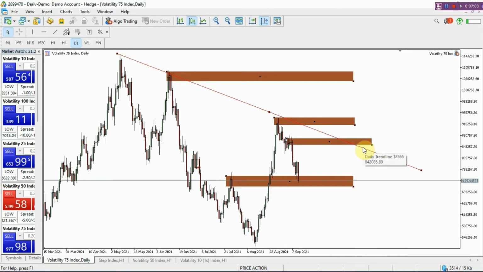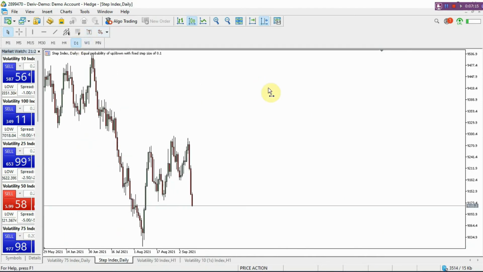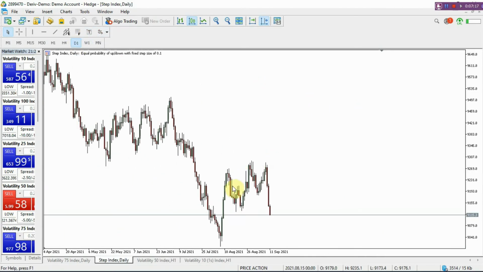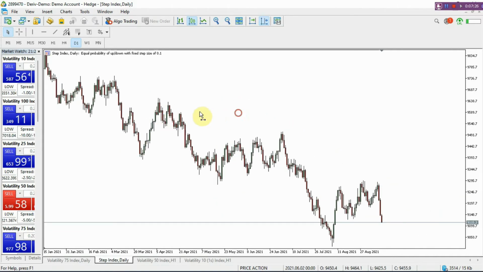Remember, this is not financial advice, this is just my own analysis, and you want to apply proper risk management, especially for VIX indices. Then we have step index. Looking at the step index, what do we have? We saw price made this push to the downside, and it's quite a strong push, because step index has been on a downtrend. So I'm going to be very strong bearish on this.